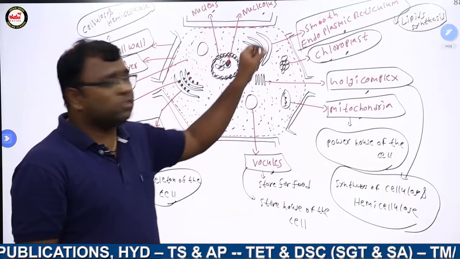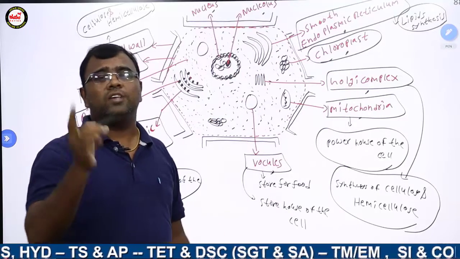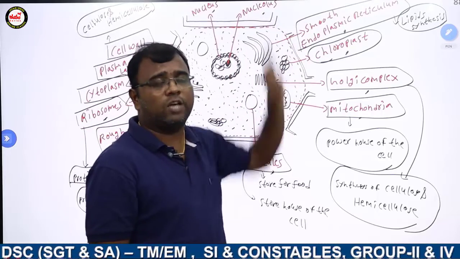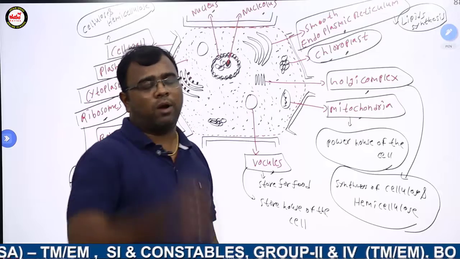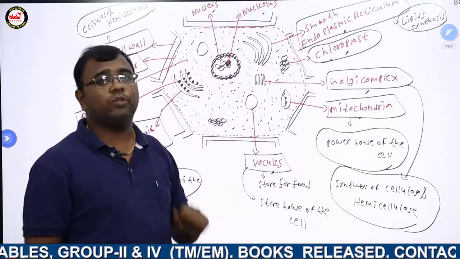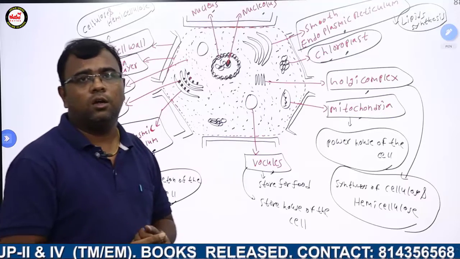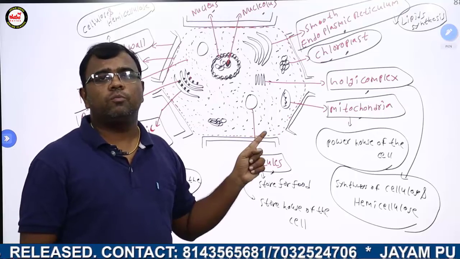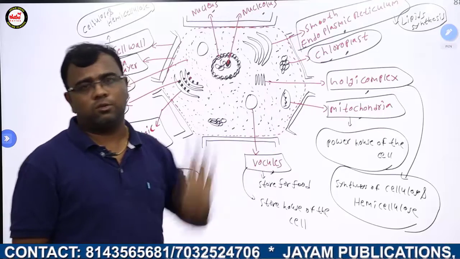The chloroplast is located in light receiving parts. The chloroplast function is it gives color to the fruits and flowers and leaves also.